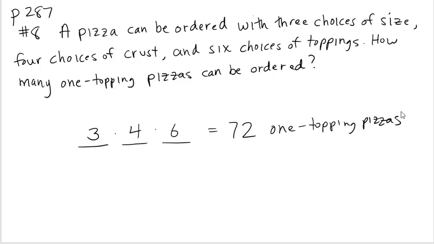If you're interested, you can go back to the material that we learned in Chapter 2 about the number of subsets to figure out the total number of pizzas that can be ordered with any number of toppings. I'm not going to bore you with that here, but if you're interested, you can shoot me an email and see if you got it right. I'm going to move on to the next one.